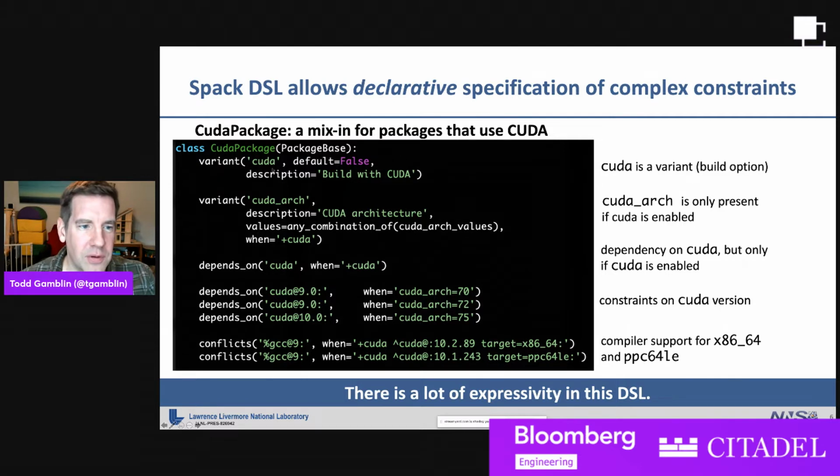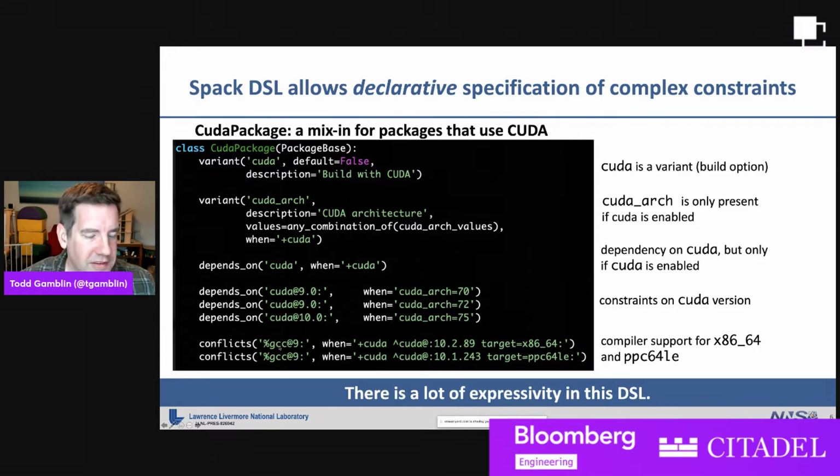And so if you enable CUDA, then there's a whole other variant that is part of the spec when that's enabled. And if you don't enable CUDA, then CUDA Arch doesn't exist on the spec. We have this sort of telescoping metadata. You have a dependency on the CUDA library when you enable CUDA, and we can restrict the versions based on the values of these features. So this is saying if you want CUDA architecture version 70, then you need CUDA 9.0 or higher. If you want 75, you need 10.0 or higher.